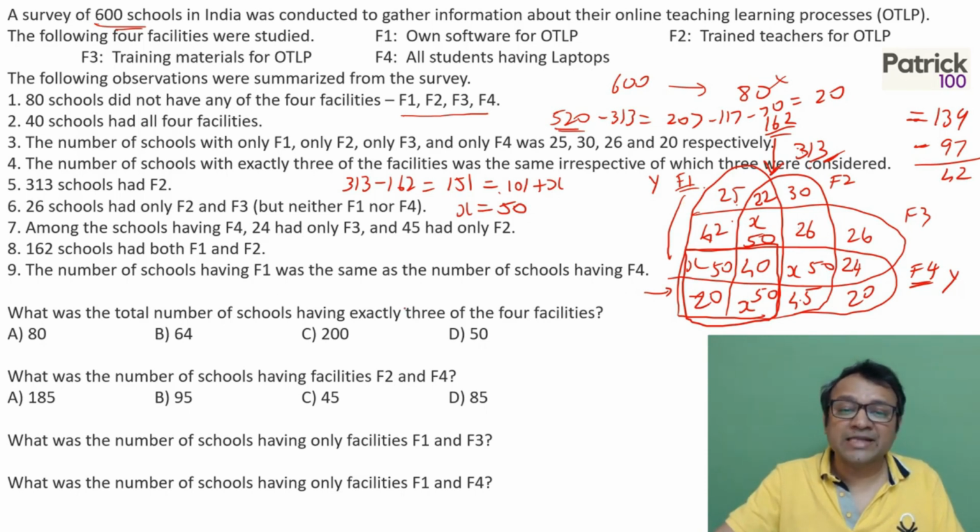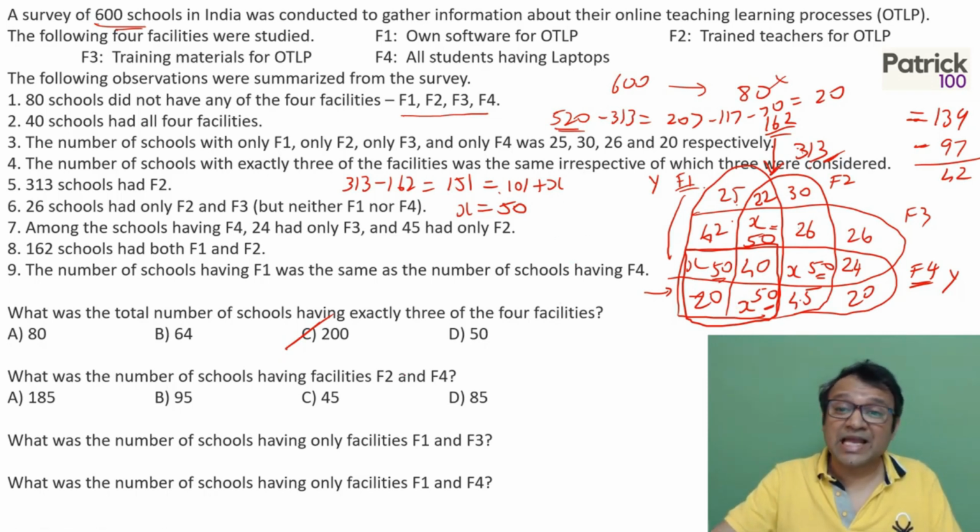What is the total number of schools having exactly 3 out of 4 facilities? So 50, 50, 50 and 50, total 200. So the answer should be option C. Exactly 3 facilities, total 200 schools, so 200 is the answer.